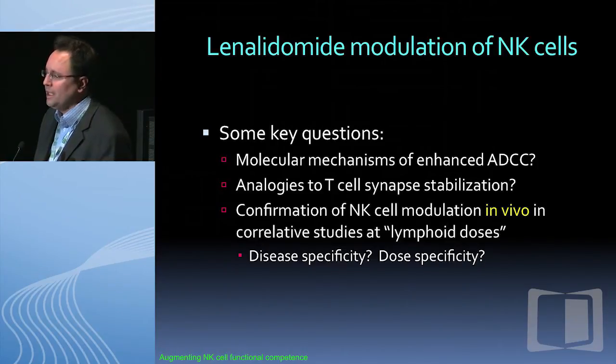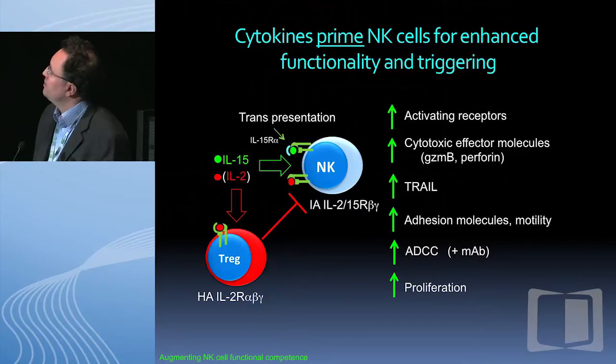It's not clear. Lenalidomide has also been shown to enhance the ability of T cells from cancer patients to recognize their tumor cells in the context of CLL. There's been a number of studies from John Gribben's lab to this end. And then I think importantly, we need to see confirmation of NK cell modulation in vivo in patients treated with lymphoid doses. The COG study I showed you, the highest dose level gave the equivalent of 100 milligrams of lenalidomide, which is much higher than we typically use in our diseases. And there also may be disease specificity.